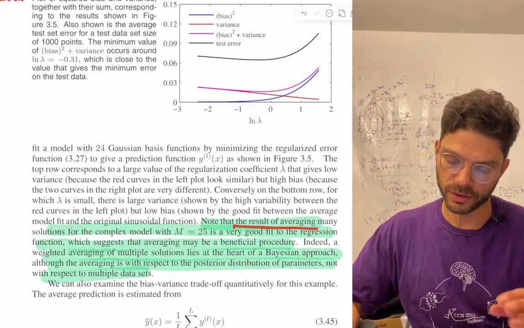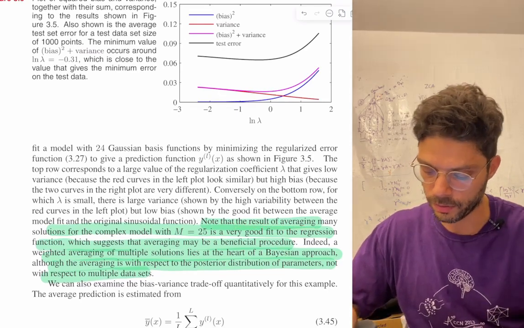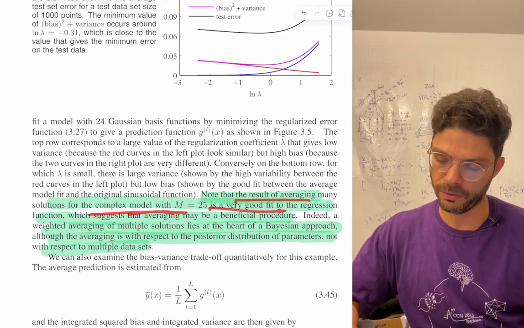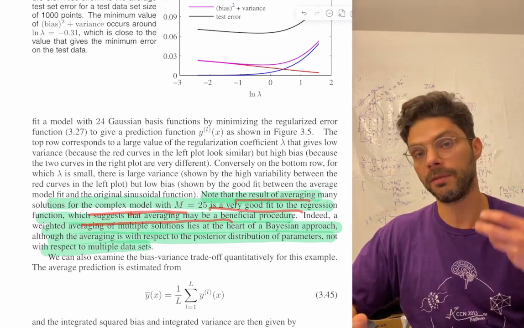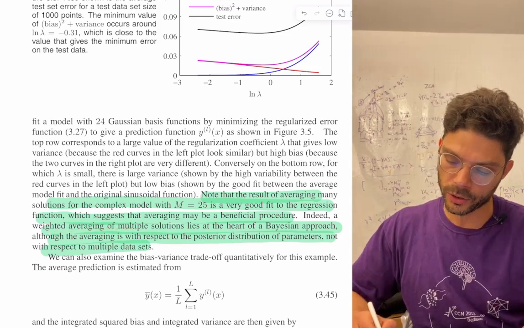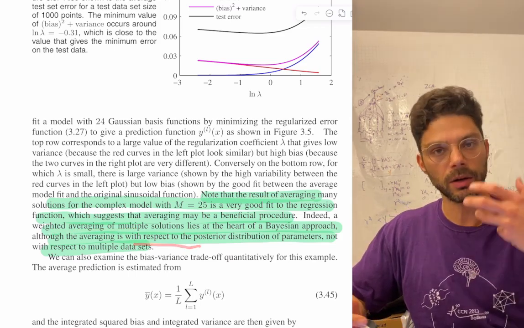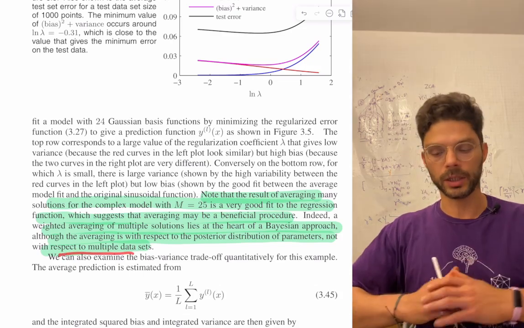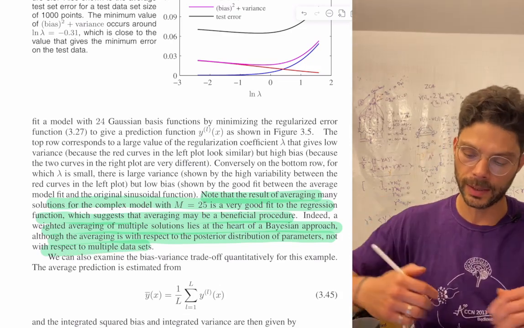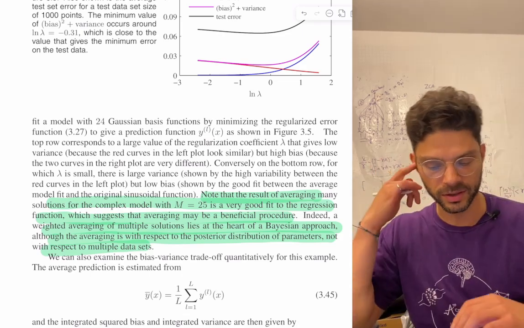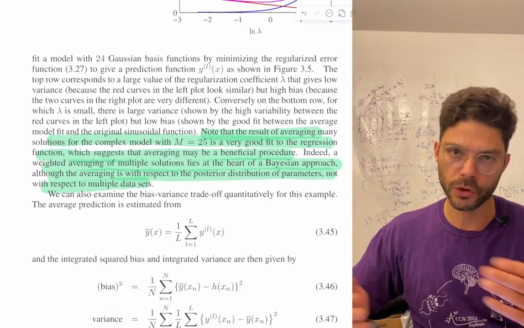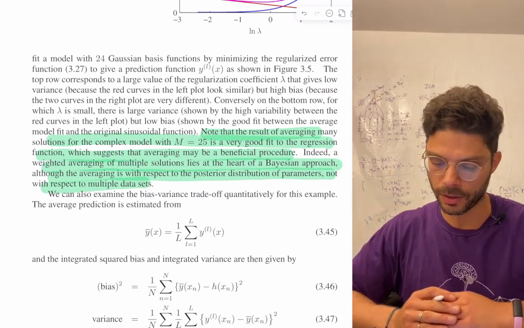Note that the result of averaging many solutions for the complex model is a very good fit to the regression function, which suggests that averaging may be a beneficial procedure. Again, this is a point about the advantage of Bayesian approaches. In the Bayesian approach, we do a weighted average, but the averaging is with respect to the posterior distribution on the parameters, not with respect to multiple data sets. There's always just one data set, and we have uncertainty over our parameters, and we integrate over that to produce our estimate in a very reasoned way. There's no notion of having different data sets and averaging things like that.